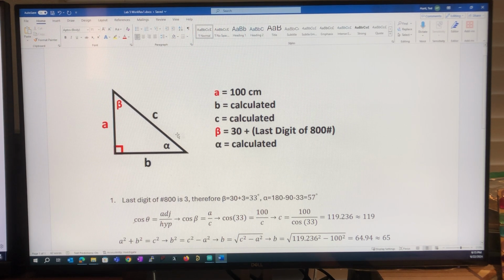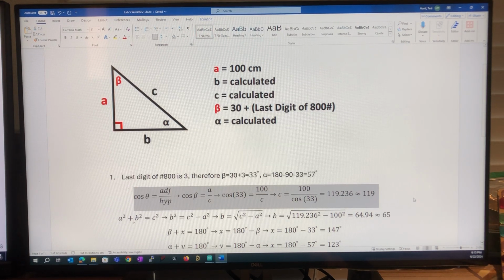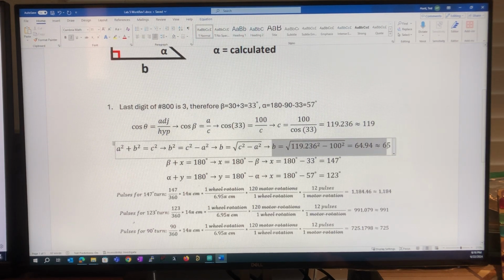Our beta angle is going to be 30 degrees plus the last digit of our 800 number, which in my case is 3. Knowing that we have a 90-degree angle as well, we can calculate alpha to be 57 degrees. We also can use cosine to find side C, which turns out to be 119.236, or roughly 119 centimeters. With the Pythagorean theorem, we can find out side B, which is roughly 65 centimeters.